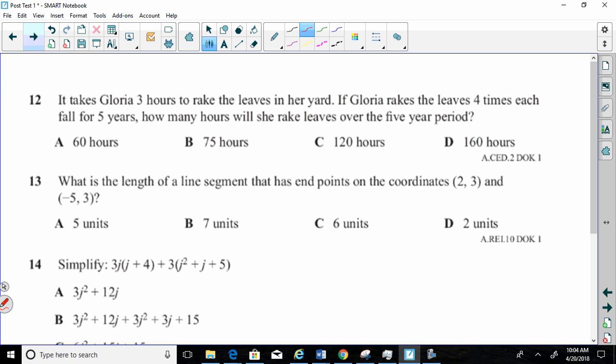All right, it takes Gloria 3 hours to rake her leaves in her yard. Gloria rakes the leaves 4 times each fall for 5 years. So 3 hours, 4 times, 5 years, we end up getting 60 hours. Don't think too hard. Does that make sense? Okay.